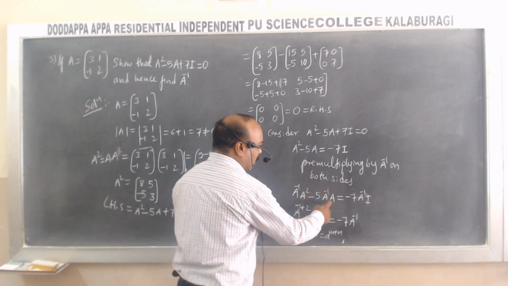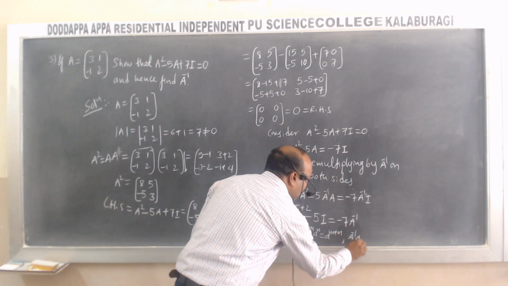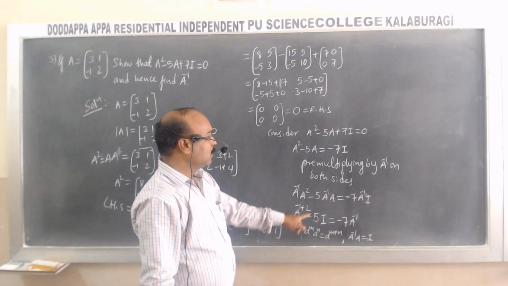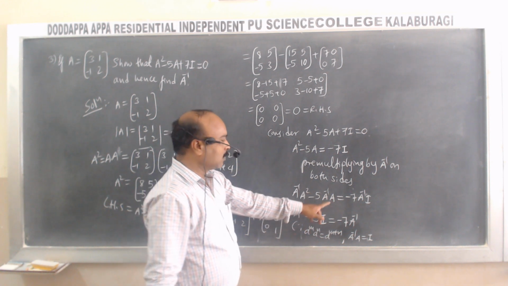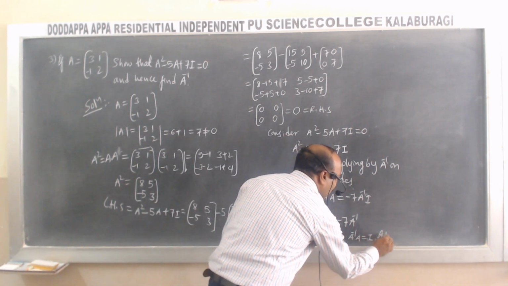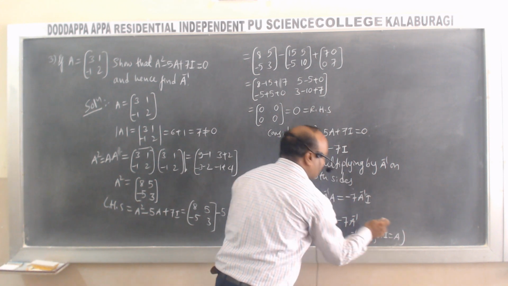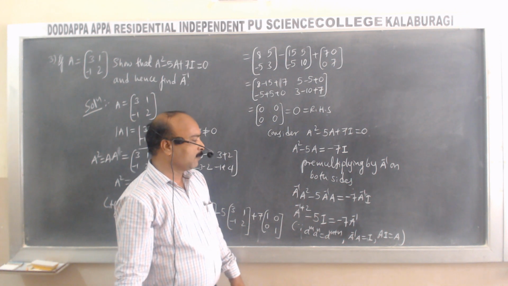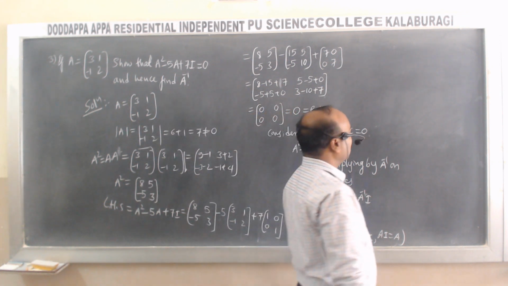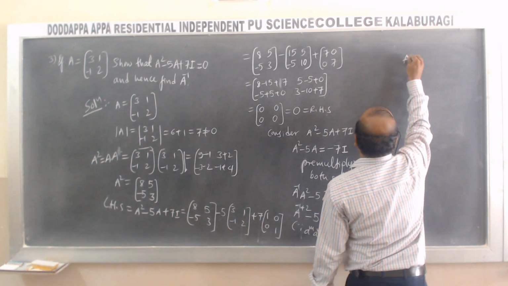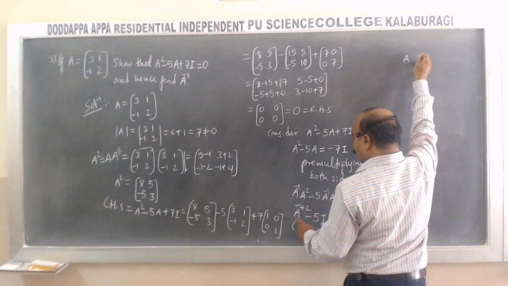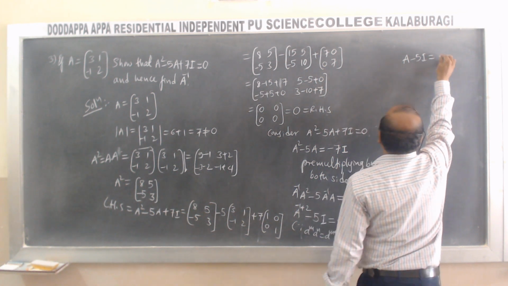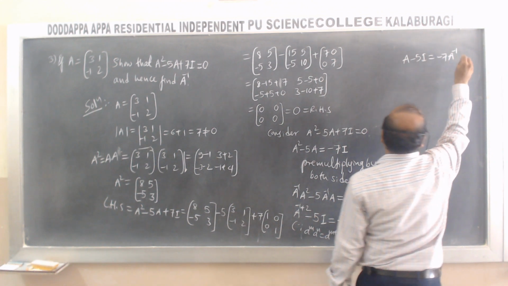Next, we already know the standard result that A inverse into A is always equal to the identity matrix, that is I. It is the second result. Therefore we have written here I. Next, another result is A into I equal to A. Similarly A inverse into I equal to A inverse. Like this we simplify this one by using these three properties. Next we simplify, A power minus 1 plus 2 is A power 1, so it is A minus 5I equal to minus 7 times A inverse.